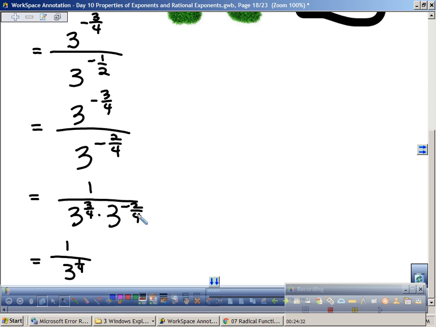I want, in the very end, I want my exponent to be positive. You want positive exponent. Or it could have been like this. Like that. Make sense? Okay.